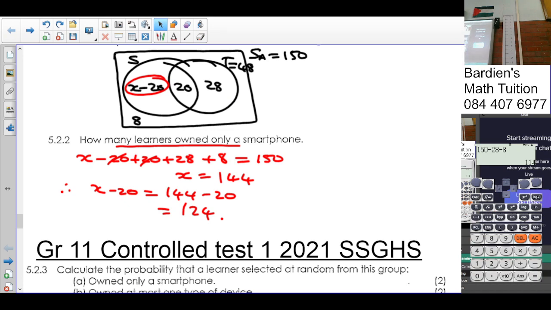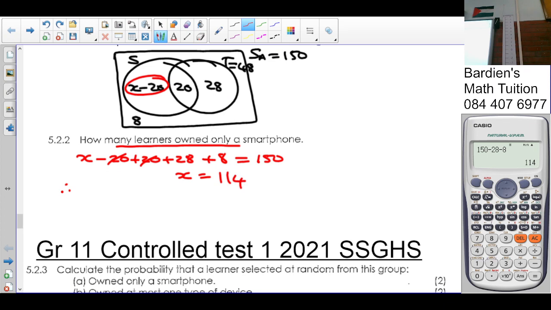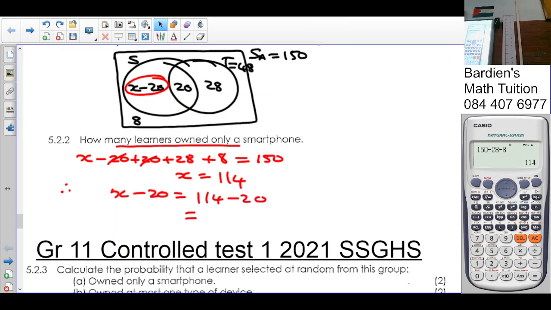Mistake here. I think I typed in the calculator 180 instead of 150. So it's 150 minus 28 minus 8. That gives us 114, not 144. Oh, I've written the number down wrong. Okay, so that's 114. But they want smartphones only, so 114 minus 20 gives us 94. That's 94. So in the next question, I'm going to replace this with 94 here. So I'm going to clear this here.